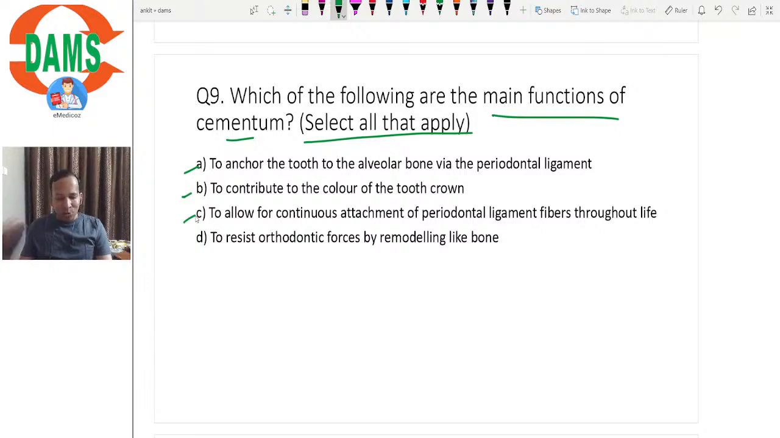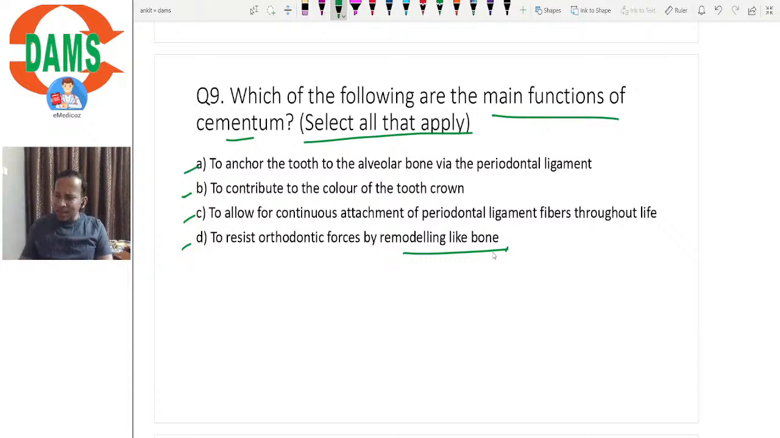So let's go through these questions. Let's go through these options and see which of these are correct. A, B, C or D. Whether all are correct or a few are correct. Option C: to allow for continuous attachment of PDL throughout life. And option D says to resist orthodontic force by remodeling like bone. So option D is saying that it remodels just like bone, and hence it is helpful during orthodontic treatment by resisting the force.